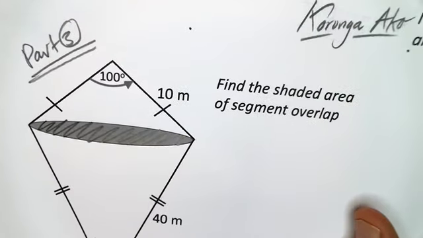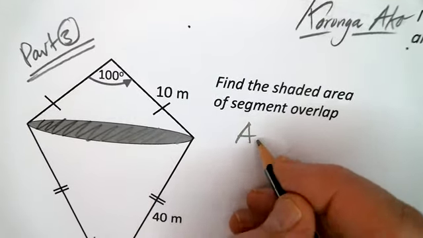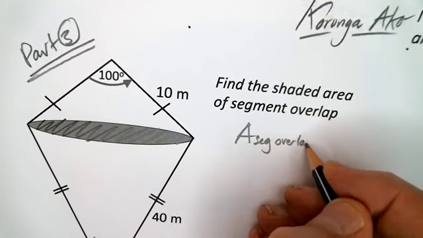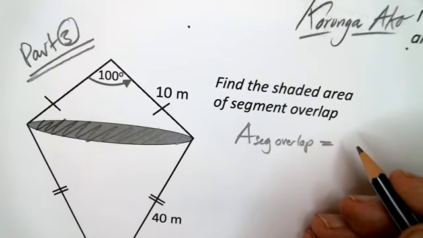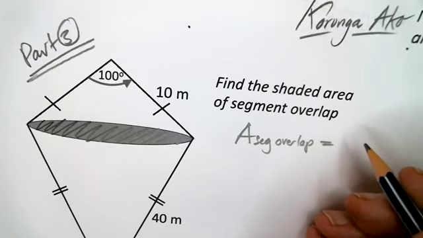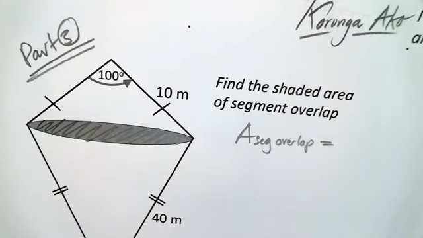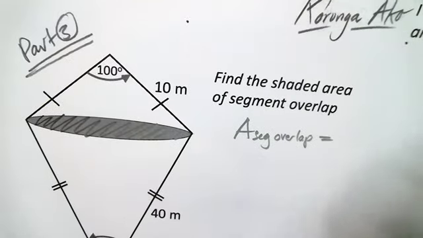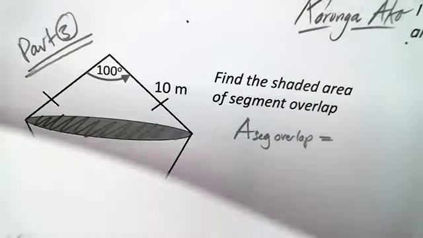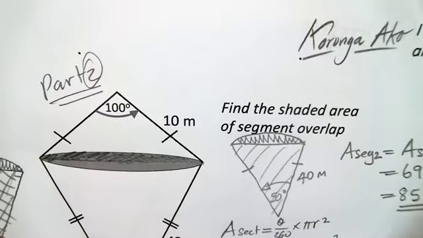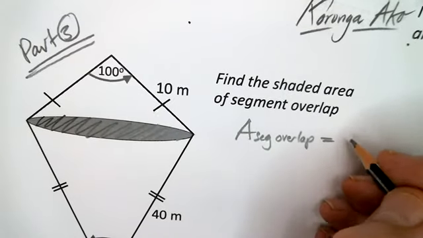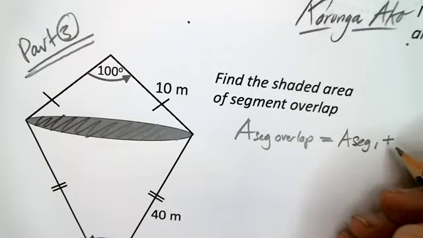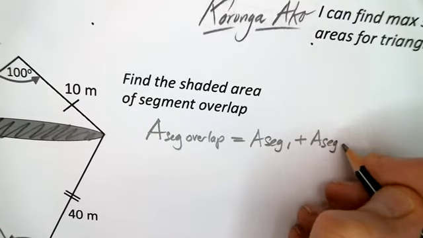The area of that bit, so the area of the segment overlap, is equal to, and what we're going to do now is add the two segments. I'm going to call the one on the top segment 1, and I'm going to call the other one, which was based on the one on the bottom, segment 2. So it's equal to the area of segment 1 plus the area of segment 2.